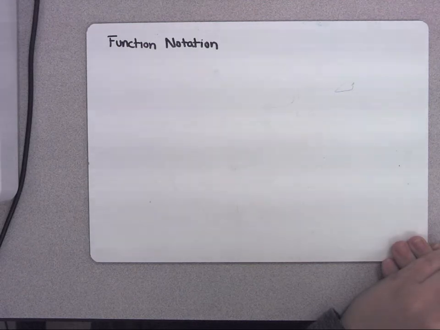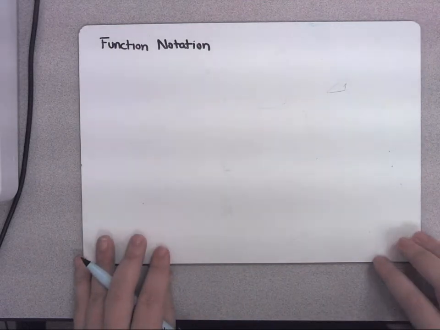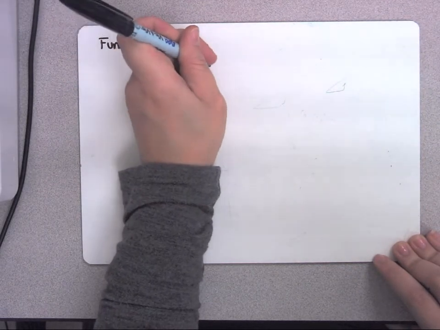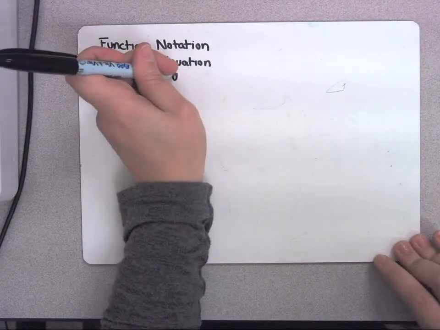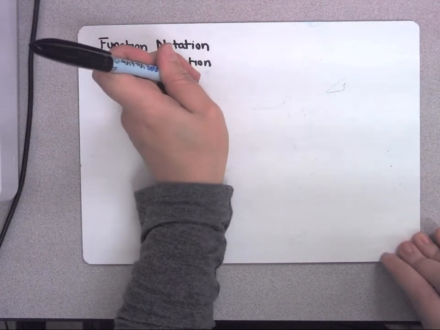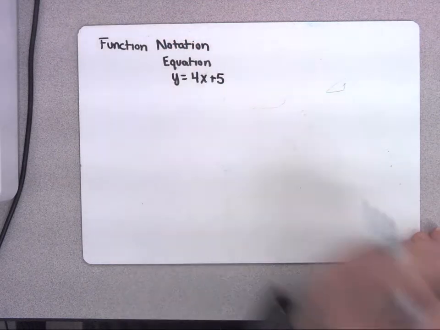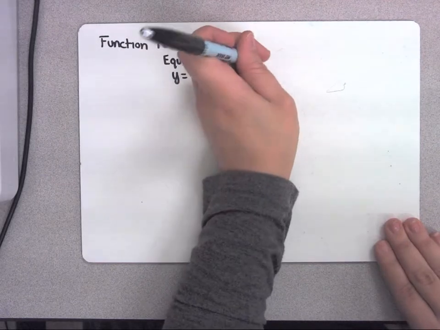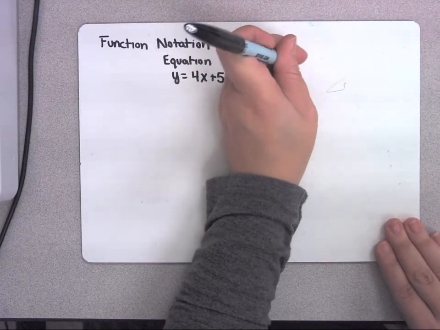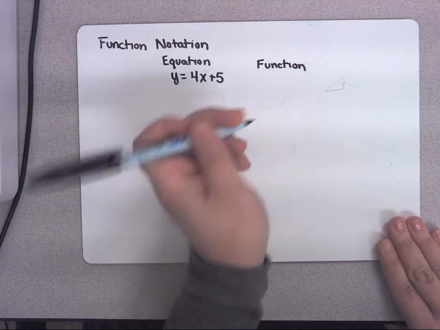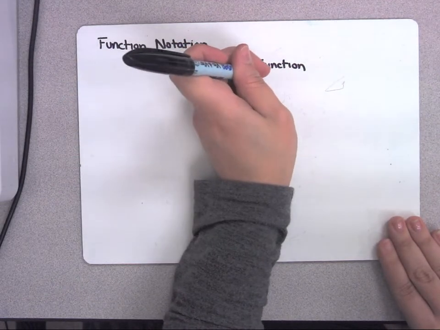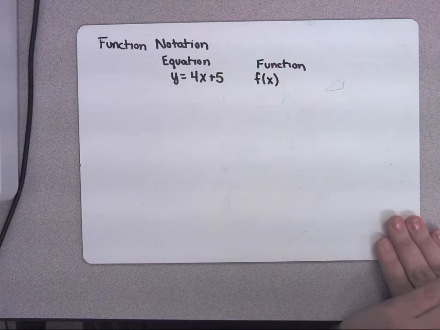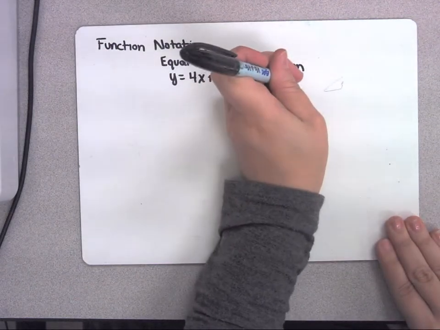Okay, which is really just saying a way we can write functions. So an equation uses this: y equals, I'll just use the same example, 4x plus 5. That's an equation. A function, this is also a function because we just talked about it. The only difference is it's going to say f parentheses x, close your parentheses, equals 4x plus 5.